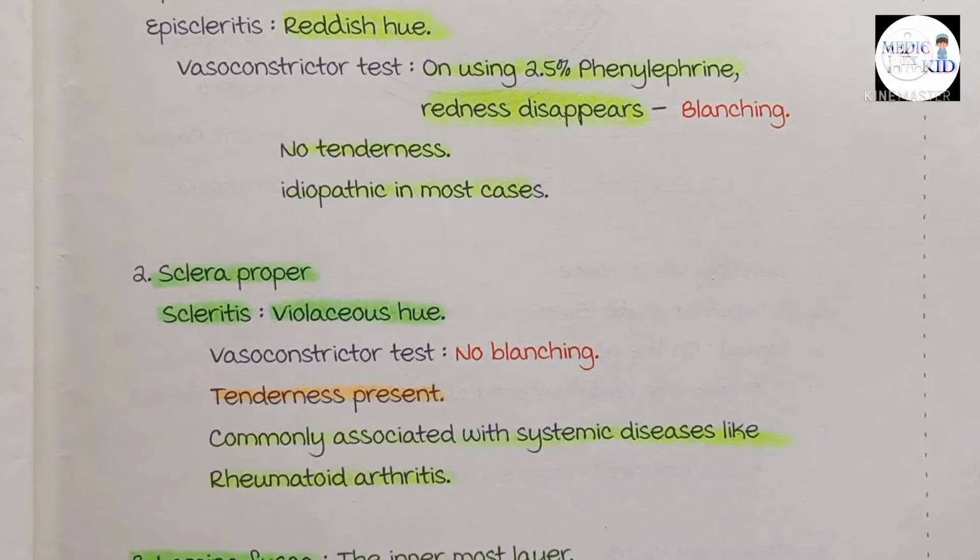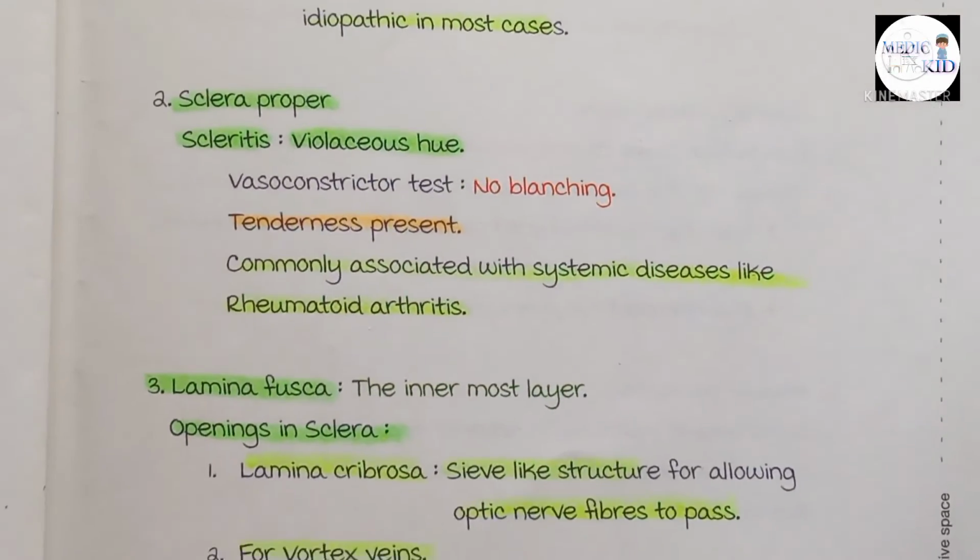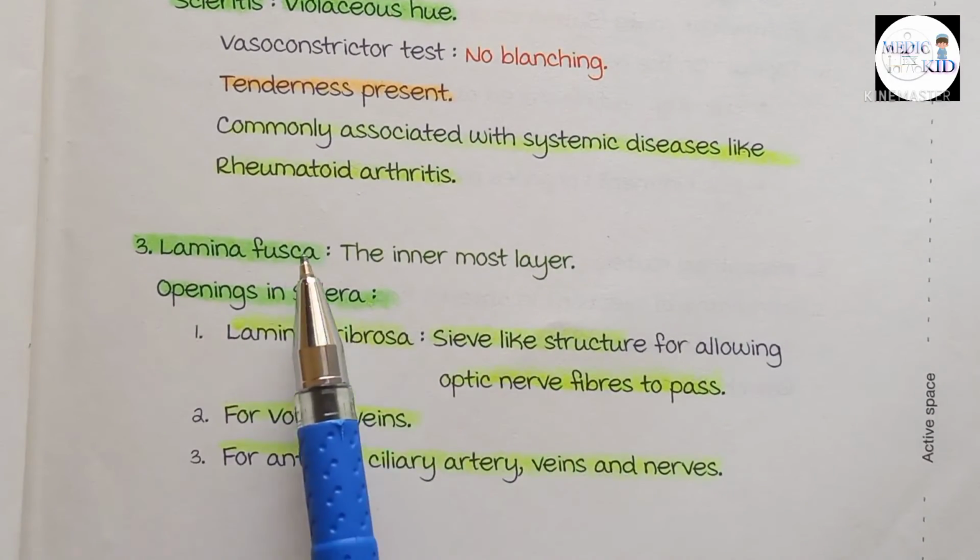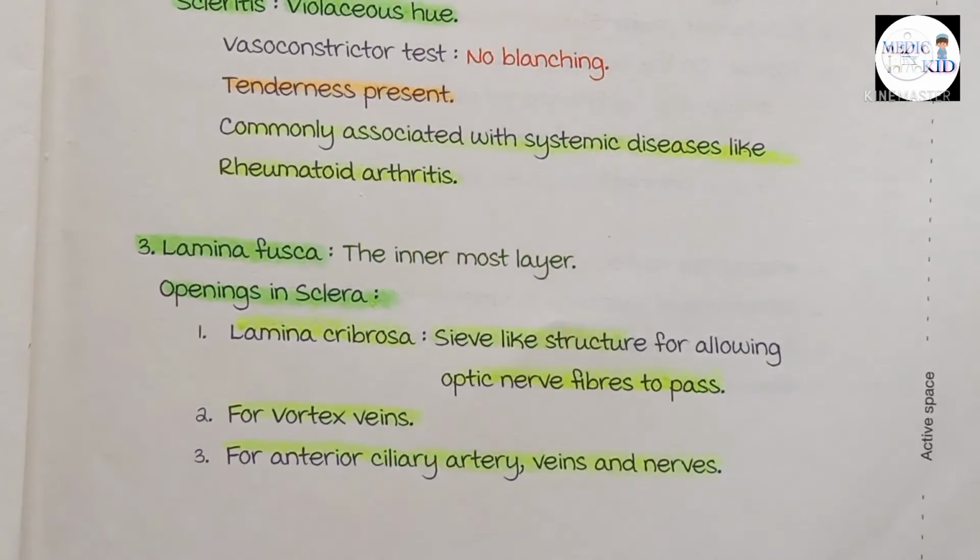So if a patient comes to you and says, sir or ma'am, I have pain in my eyes, and you see that all the sclera looks red, you have some idea that redness is present and tenderness is also present. Tenderness means pain on touch. So you can say that there is no involvement of the episclera; rather, there is involvement of the sclera proper, which is scleritis. Now, as I have told you, the third layer is the lamina fusca, which is the innermost layer.